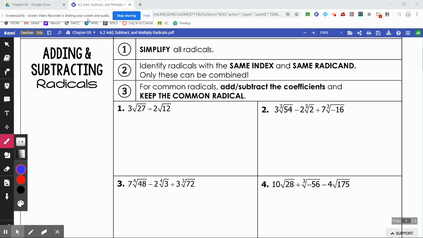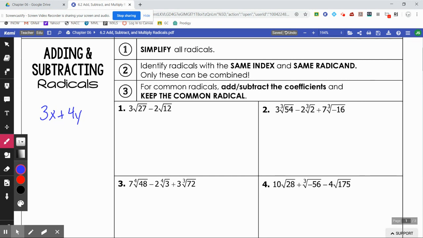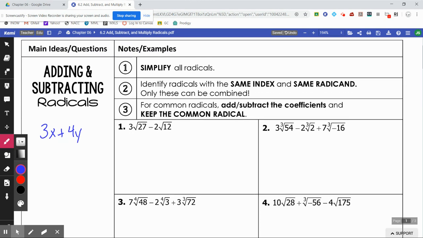Okay, in this video, we're going to be doing some radical operations. Now, let me explain something. Radicals work just like variables. 3x plus 4y, you can't add those. They're not like terms. So radicals are going to work the same way. You can only add or subtract radicals if they are like terms. So here we go. We'll explain that as we go.